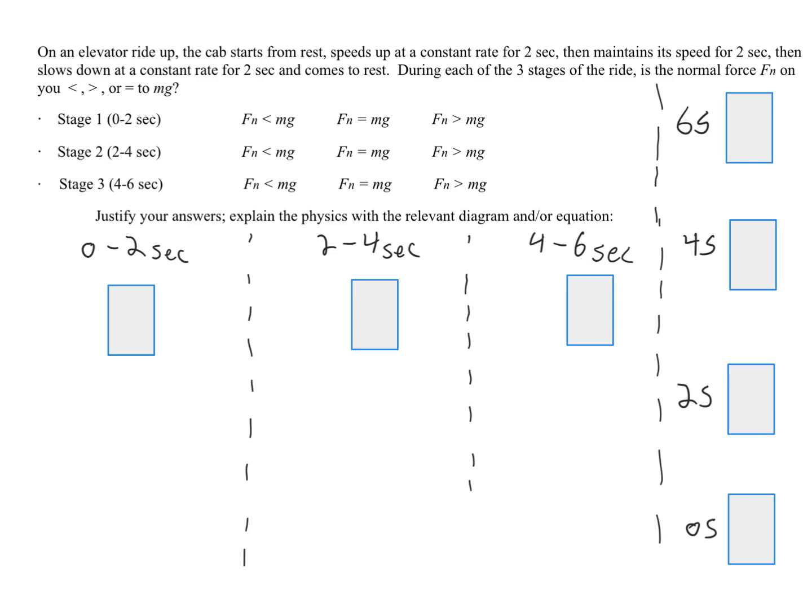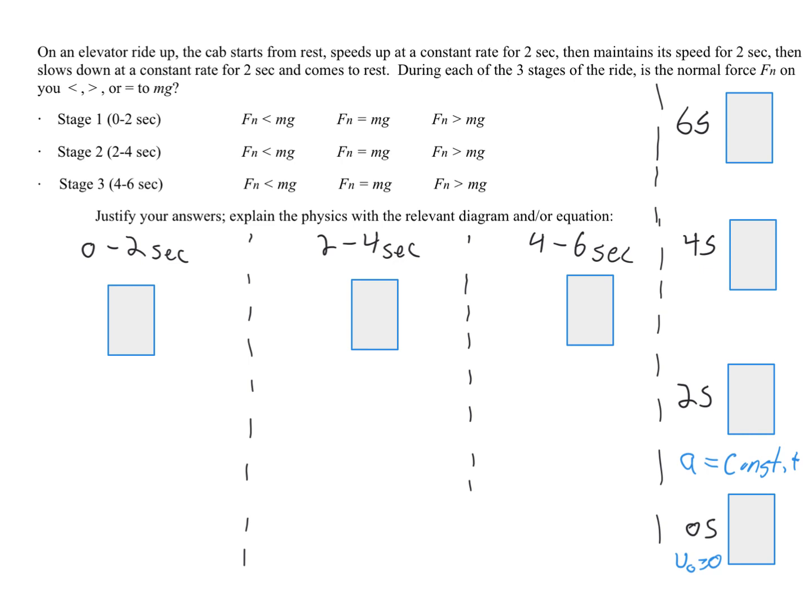Hey class, so here's the first question that you all are asked to tackle. We're told that we have this elevator that starts from rest, so down here V initial is 0, and then we're told that it speeds up at a constant rate for 2 seconds. So from 0 to 2 seconds we have a constant acceleration, and it's a positive value because it's speeding up.